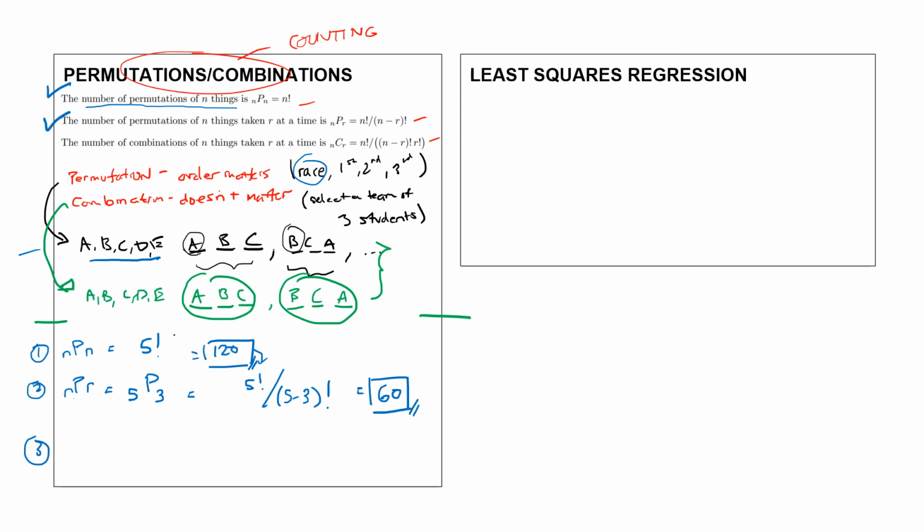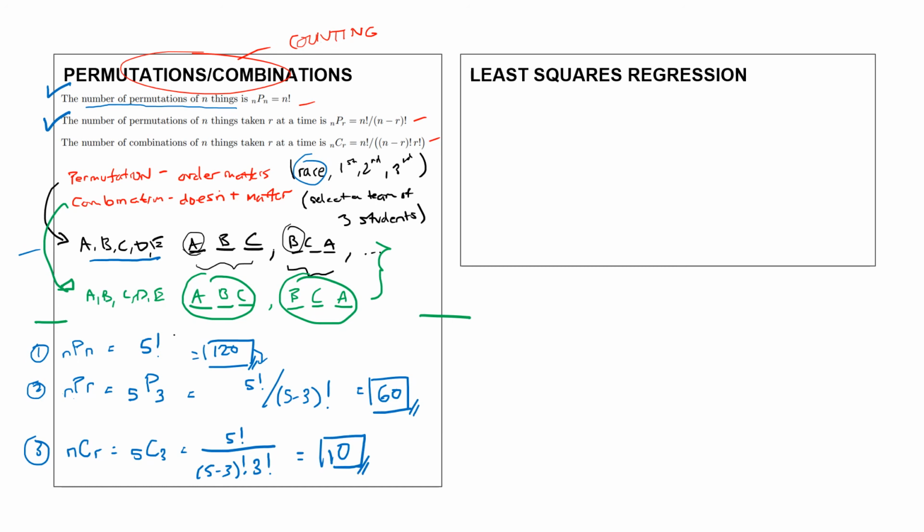And then the final one here is n things taken r at a time, but this is a combination, okay? The combination of things, so nCr, would be 5C3 equals, same thing, 5 factorial over 5 minus 3 factorial, and an extra 3 factorial here. That will leave us with 10. So you see the difference here.